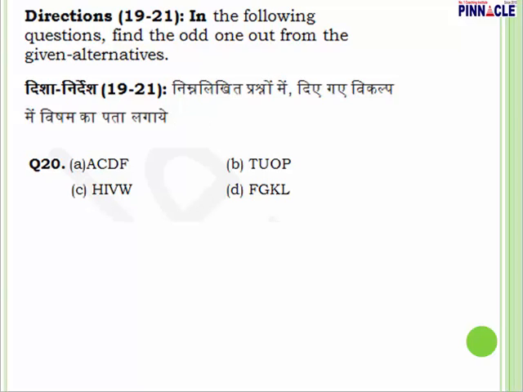Question number 20. We have to find out the one different from the other three. See here, A skip B, then C, D skip E, next comes F, means these are in a continuous series. Now T U, O and P, H I, F G, all are in series, but here A C is not in series. This is different from the other three.